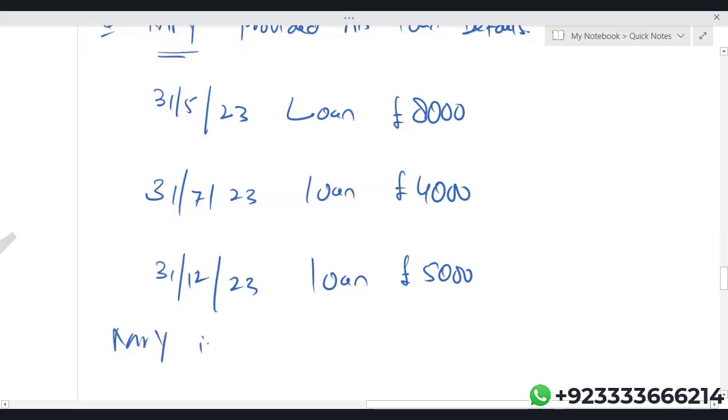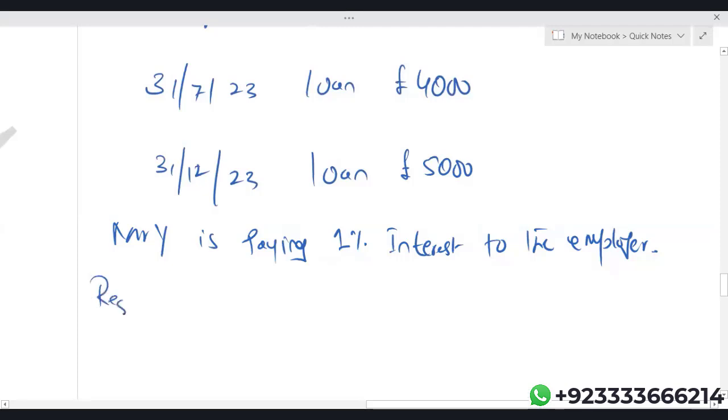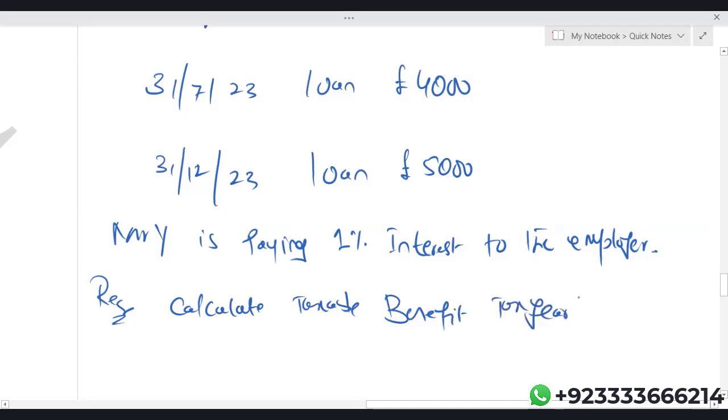Mr. Y is paying 1% interest to the employer. Obviously, you are paying 1%, which is less than the official interest rate, so definitely it's a beneficial loan. Required: calculate the taxable benefit for the tax year 23-24.